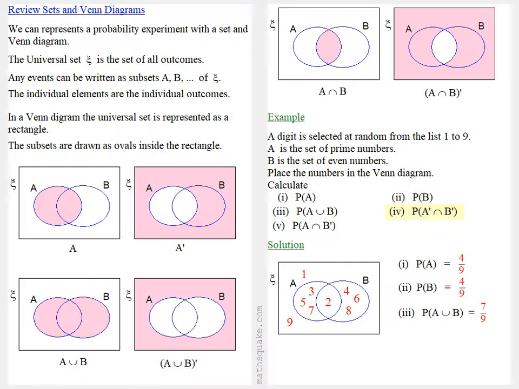In part 4 it's slightly harder. We want the probability of not being in A and not being in B. Well, if it's not in A and it's not in B, then it's outside of both of those, and there are only 2 elements that are outside, so the probability is 2 over 9. In part 5, we want to work out the probability that it's in A and at the same time not in B. Now we can see the shaded region that's inside A and outside B, and there are 3 elements in that, so the probability is 3 over 9, or that cancels to 1/3.